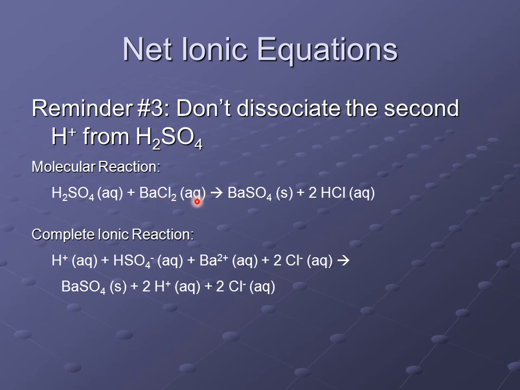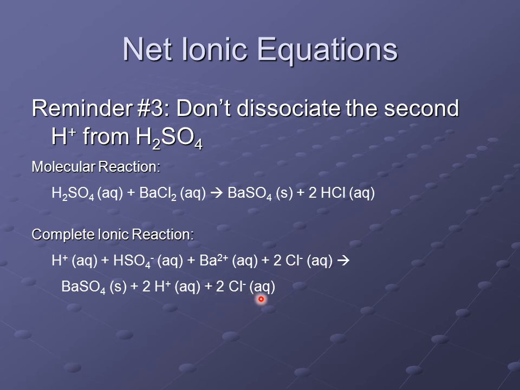Barium chloride is a soluble barium ionic compound, and so that dissociates into barium ions, and since we have a 2 right here, see the subscript 2, that means for every barium ion we get 2 chloride ions. Now barium sulfate is a solid, so you do not dissociate the solids, and we end up with 2 hydrochloric acid molecules. Those dissociate into 2 hydrogen ions and 2 chloride ions.